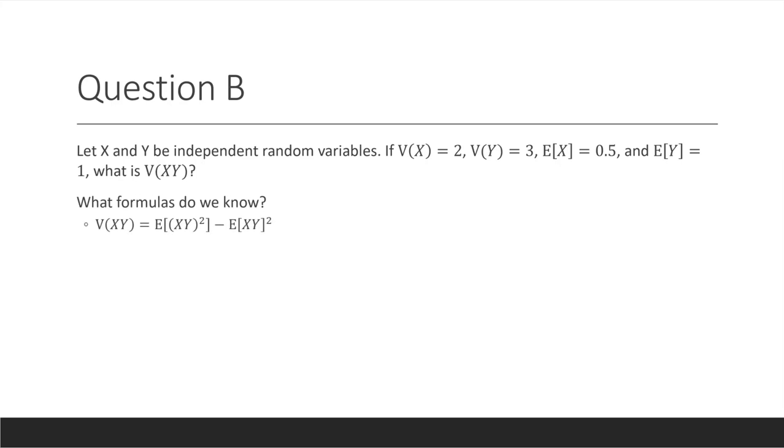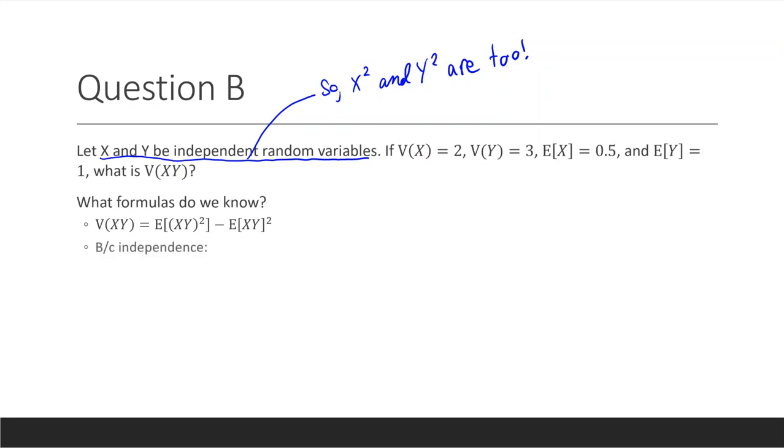First of all, we want to find the variance of x times y. So let's use this formula. Well, looking at this, it seems that we need to know things about x squared and y squared. Note that since x and y are independent random variables, x squared and y squared are too. And that's going to come up in a moment.